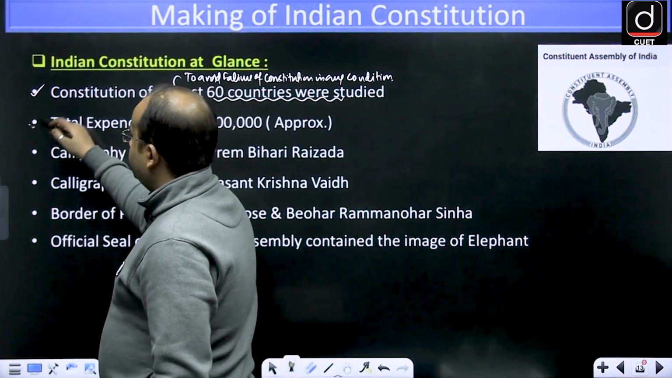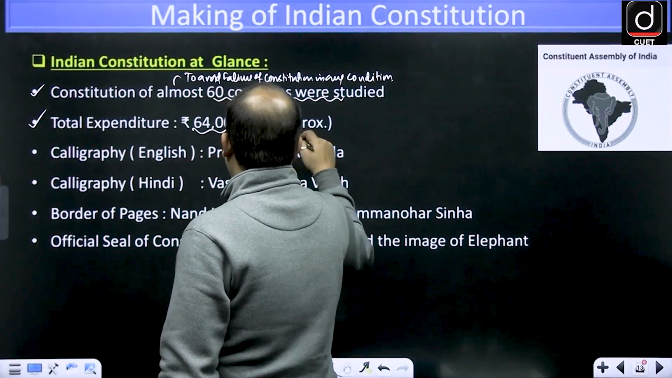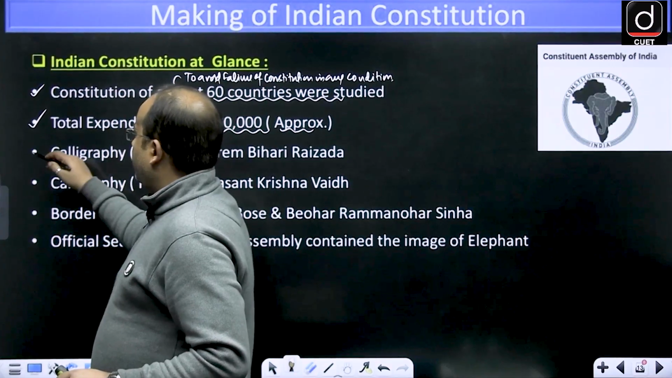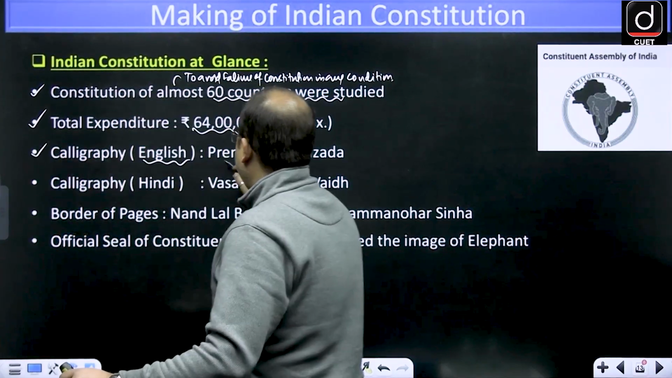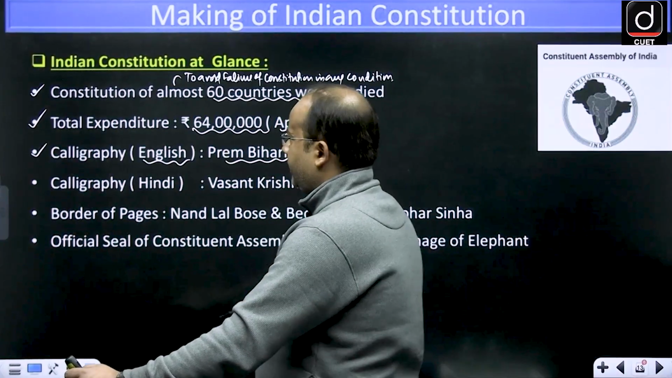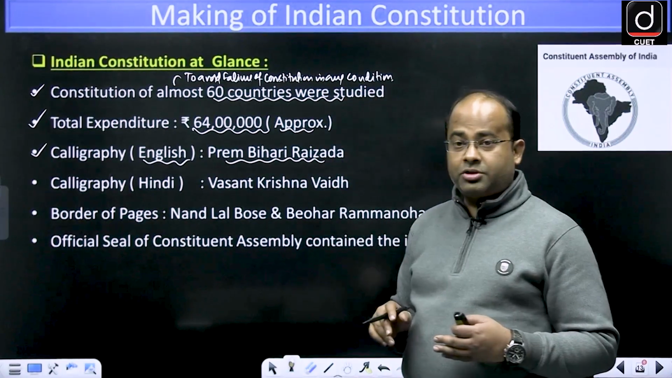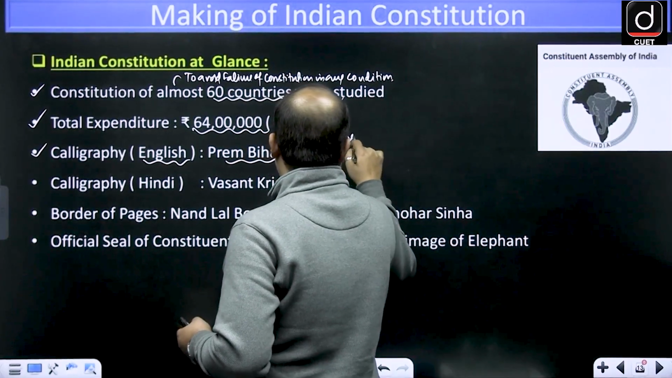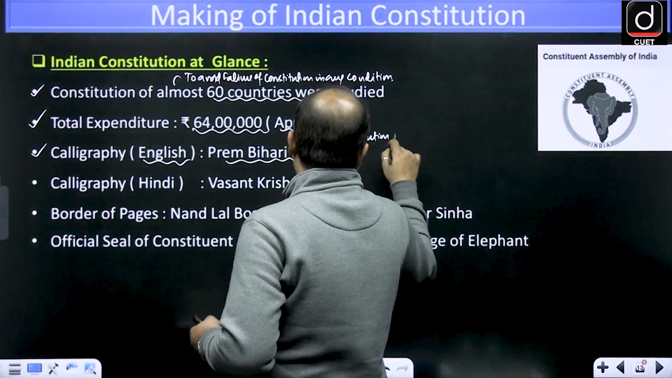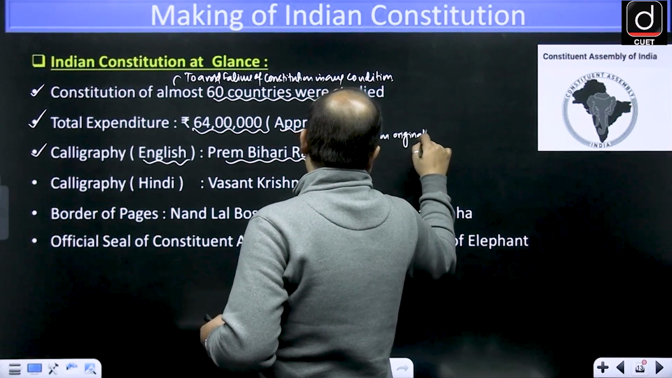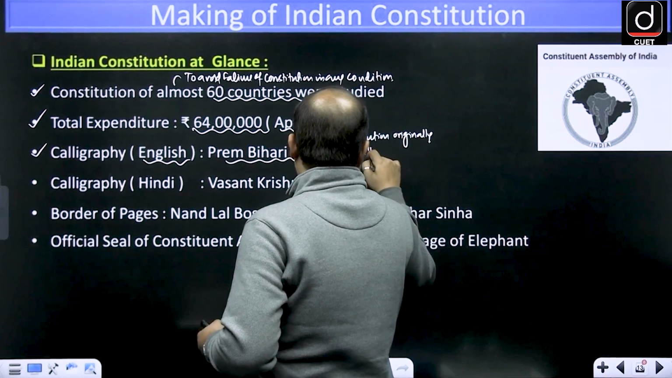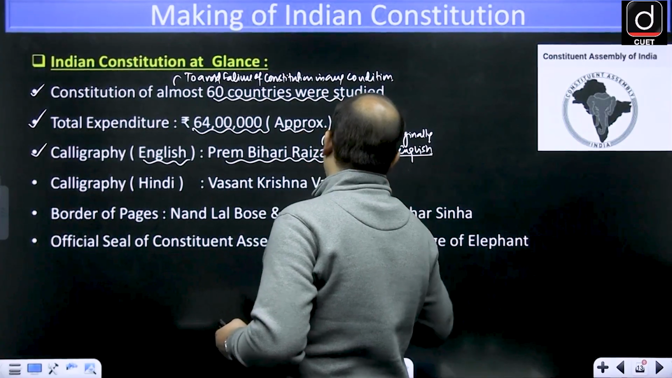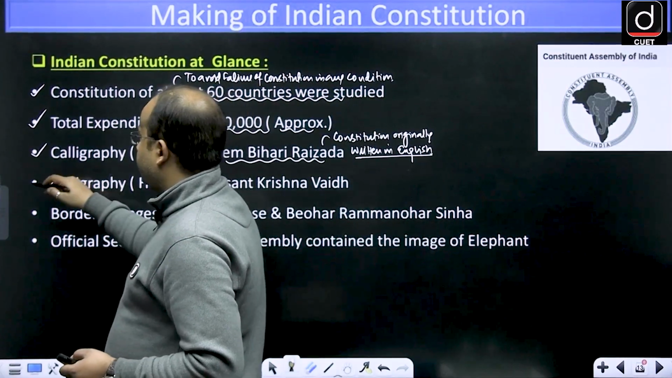Next is total expenditure. The total expenditure was around 64 lakh rupees, and it was a big expenditure at that point of time. Now, the calligraphy in English was done by Prem Bihari Raizada, because the constitution was originally written in English.